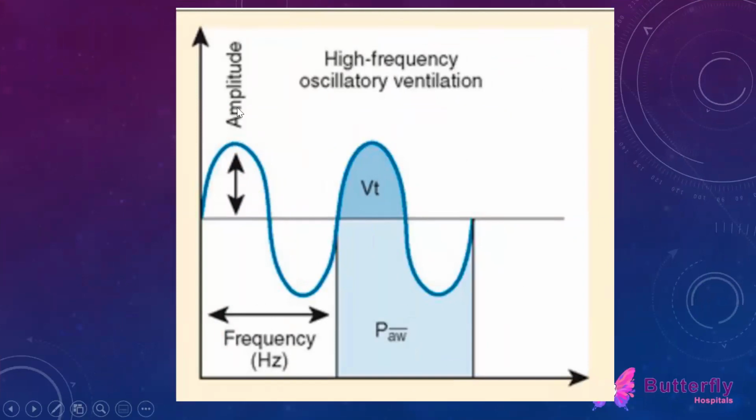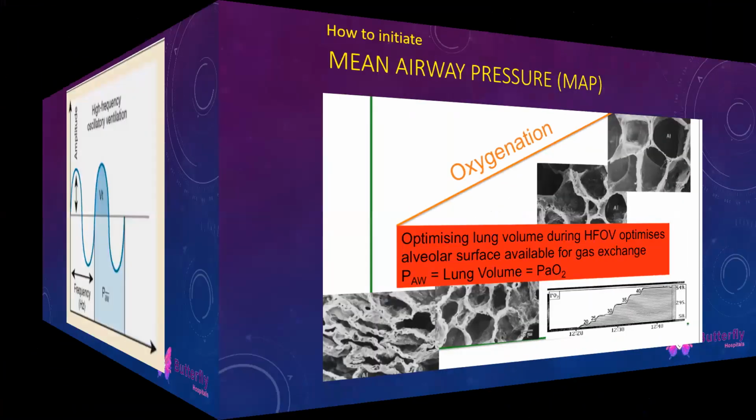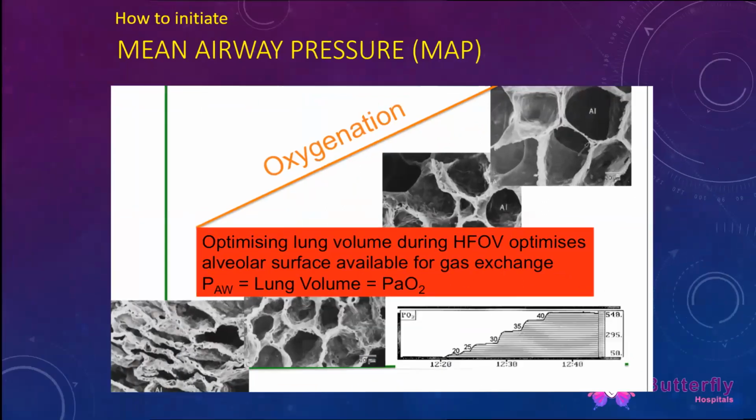So as we said, amplitude of ventilation is mainly dependent on the wobbling of the chest. We'll come back to that in a minute. And frequency we'll discuss, and the mean airway pressure. These are 3 parameters we need to decide how to start and when to start and how to set them. So how to initiate the mean airway pressure?